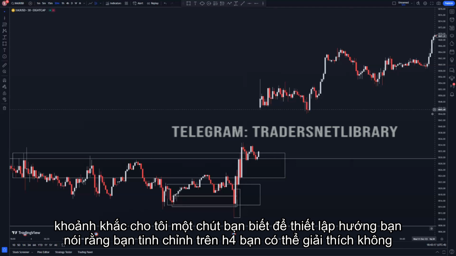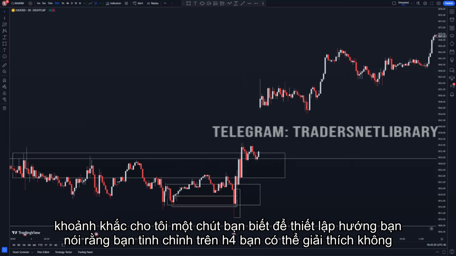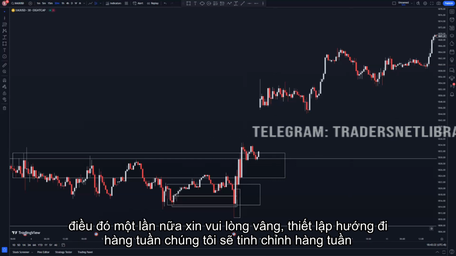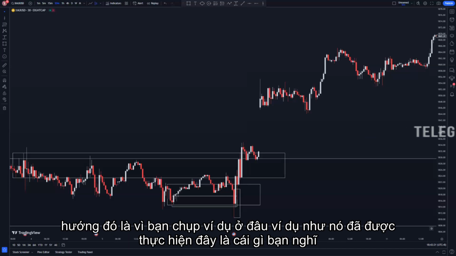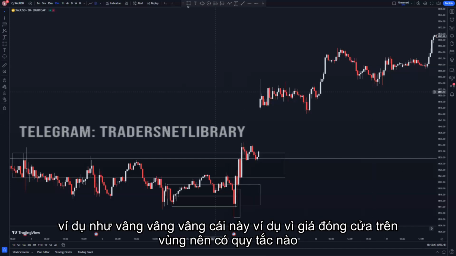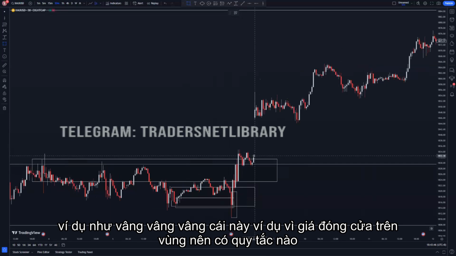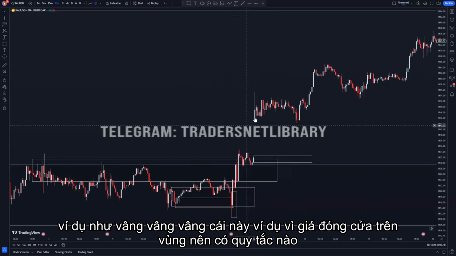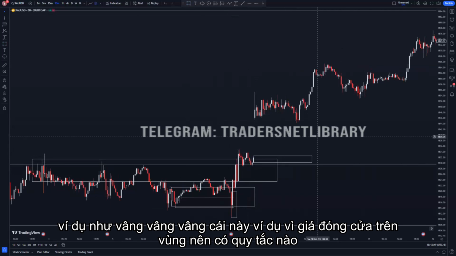Okay. For direction setup, you say you refine on H4. Can you explain that again, please? Which direction setup? Weekly. We're just going to refine on weekly direction. That's it. Because where you shoot the EG to EG, it was done. What is this? Do you consider it EG? Yeah, this one, EG, because the price closed above the zone.